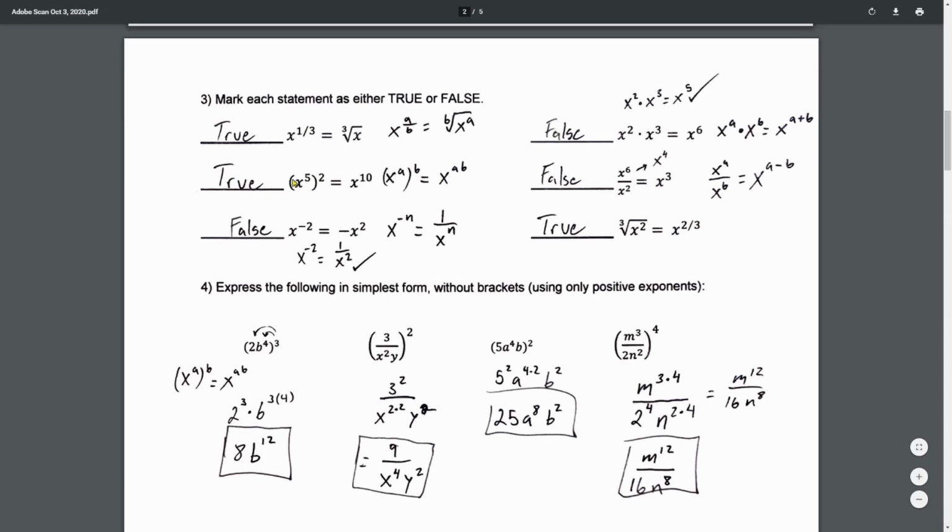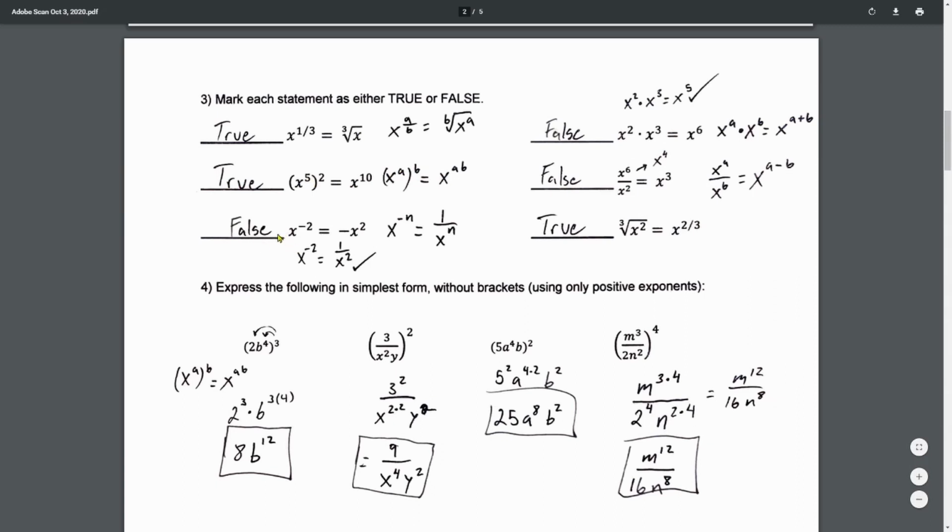Next, we have x to the 5th, and then we have parentheses squared. Whenever we have something like that, the rule is x to the a, parentheses to the b. We are just multiplying these two values. So we get x to the 10th, since we have 5 and 2 here, so this would be true.